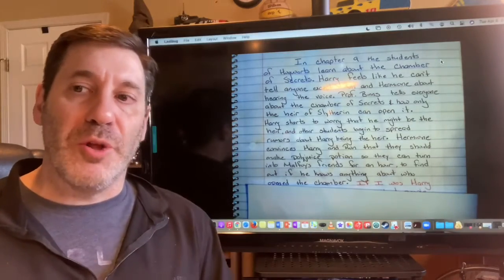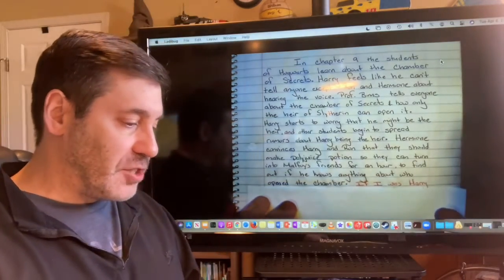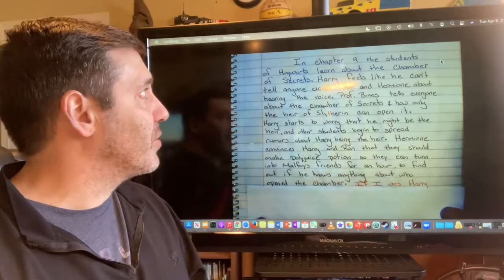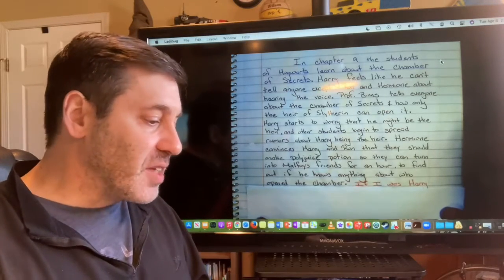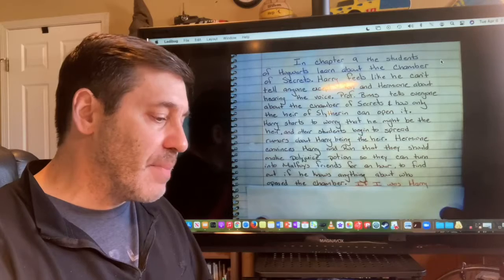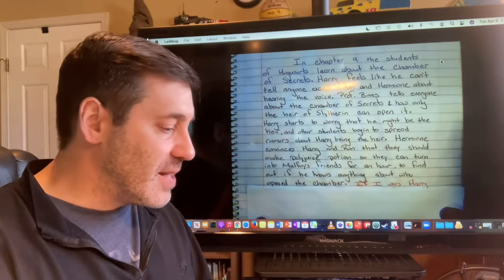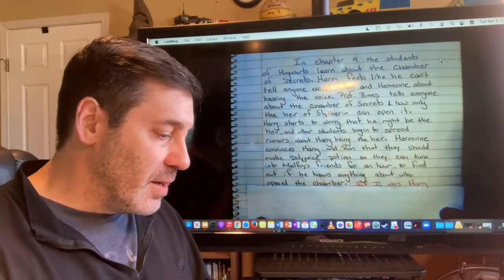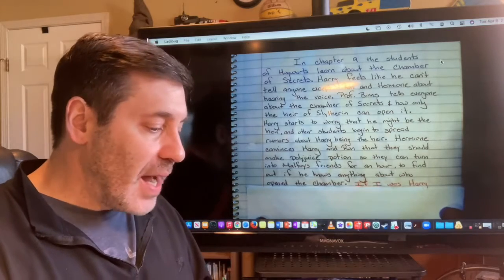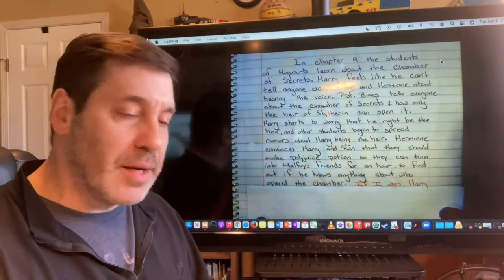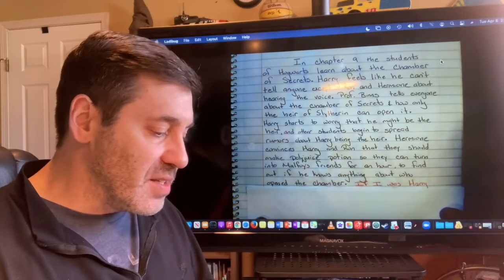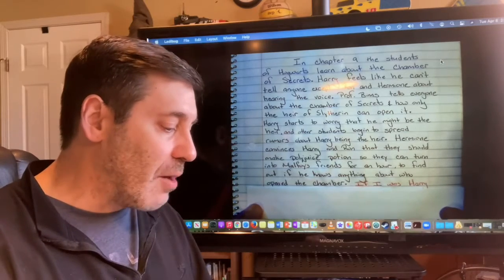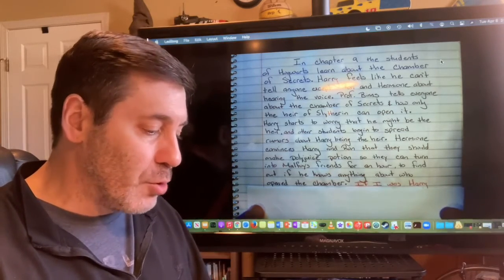Here's my summary. I'm going to read the whole thing to you before I read my reflection. In Chapter 9, the students of Hogwarts learn about the Chamber of Secrets. Harry feels like he can't tell anyone except Ron and Hermione about hearing the voice. Professor Binns tells everyone about the Chamber of Secrets and how only the heir of Slytherin can open it. Harry starts to worry that he might be the heir, and other students begin to spread rumors about Harry being the heir. Hermione convinces Harry and Ron that they should make Polyjuice Potion so they can turn into Malfoy's friends for an hour to find out if he knows anything about who opened the chamber.